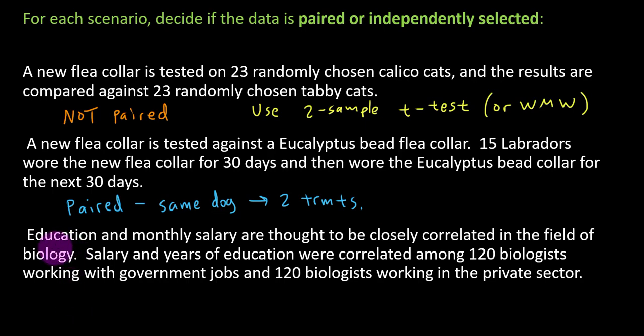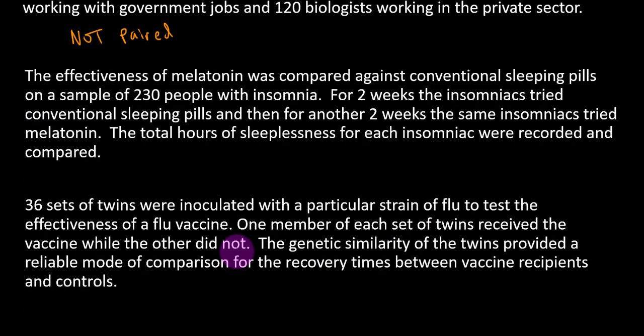Education and monthly salary are thought to be closely related in many fields, such as biology. Salary and years of education were correlated among 120 biologists working with the government jobs and 120 biologists working in the private sector. Two samples, paired or not paired? I'm going with not paired. I've got a couple more examples here I'll scroll down to.